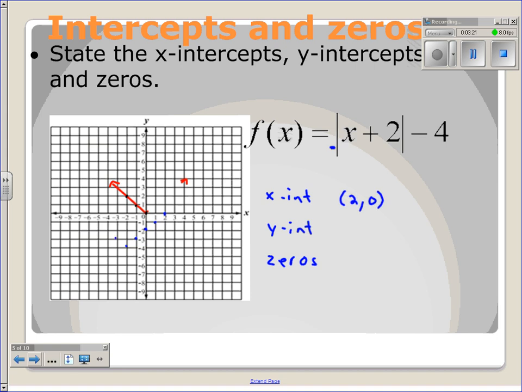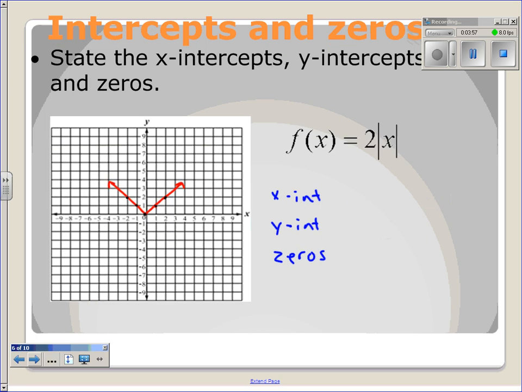Now I'm going to go up 1, left 1. And it's very clear that my graph is going to hit the x-axis at -6, 0. I have 2 x-intercepts, and the graph crosses the y at 0, -2. My zeros, since I had 2 x-intercepts, I'm going to have 2 zeros, 2 and -6.